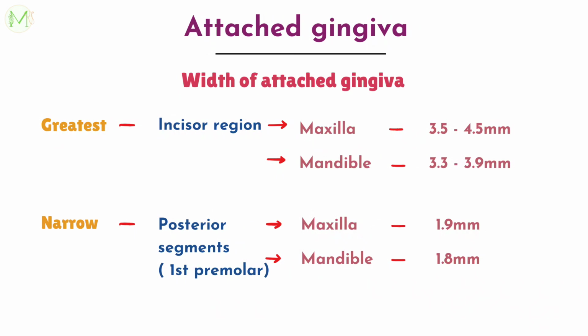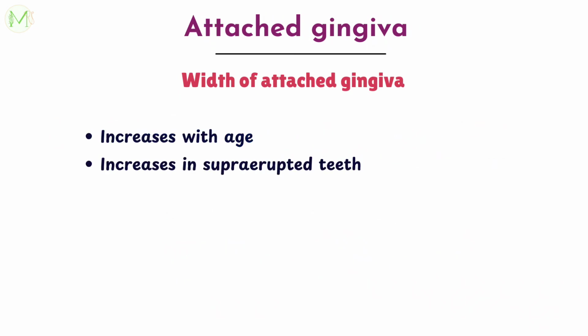Whereas this value is narrower in posterior segments in first premolar region. In maxillary first premolar region, it is 1.9 mm, and in mandible, it is 1.8 mm. The width of attached gingiva increases with age, and it also increases in supraerupted teeth. Remember, width of attached gingiva can change, but the location of mucogingival junction always remains constant.